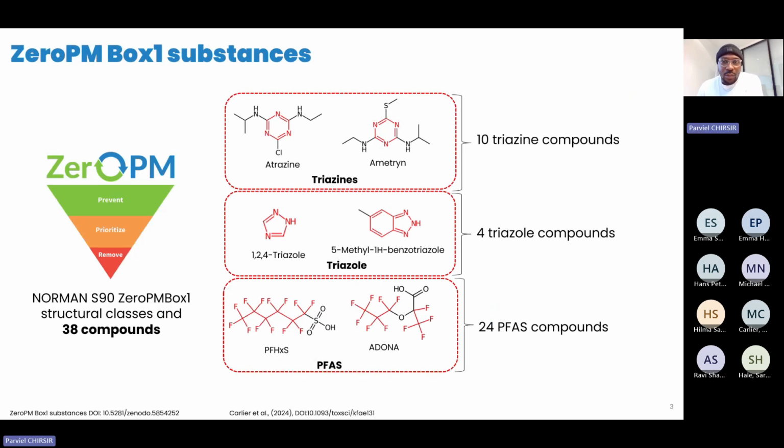To kickstart the ZeroPM project, a list of 38 compounds from 3 structural classes were pre-selected. These compounds were selected based on their substructures, including the triazines, the triazoles, and the PFAS. And these compounds included both parent compounds and transformation products. In ZeroPM, I'm part of work package 5, and my work focuses mainly on transformation products and how these can be used to prioritize PM substances for removal.